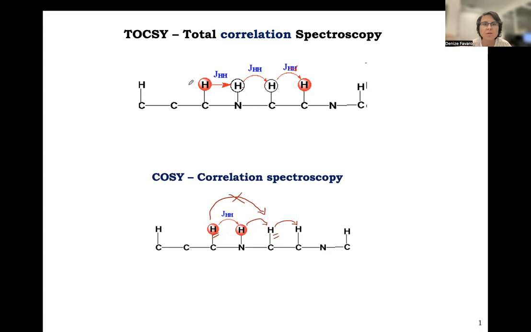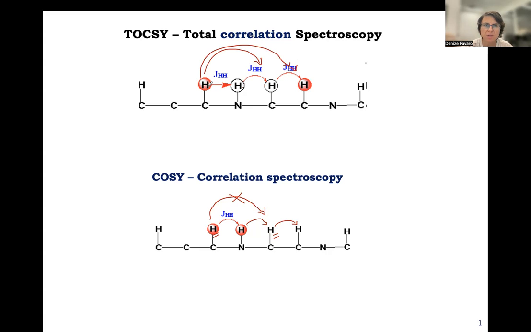However, the TOCSY experiment gives me extended information. So as long as I have coupling, for example, between this hydrogen and this one and this one and this one, I can transmit the information from this one to this one and from this one to this one, even though the coupling between this one and this one is equal to 0, and this one with this one is also equal to 0. So TOCSY gives me the information of my spin system.